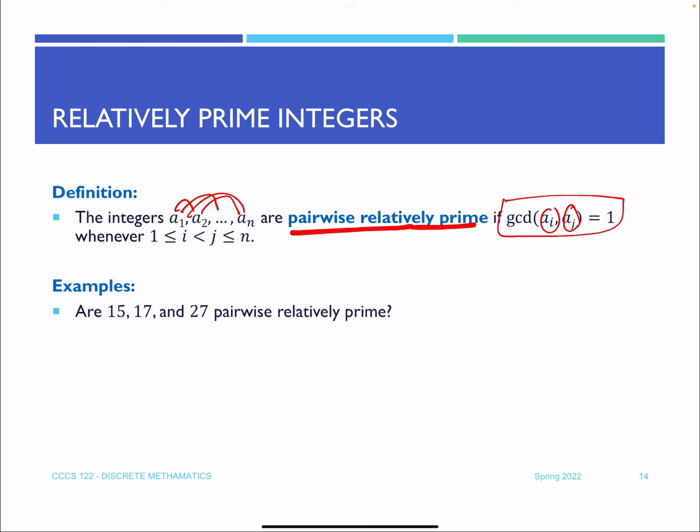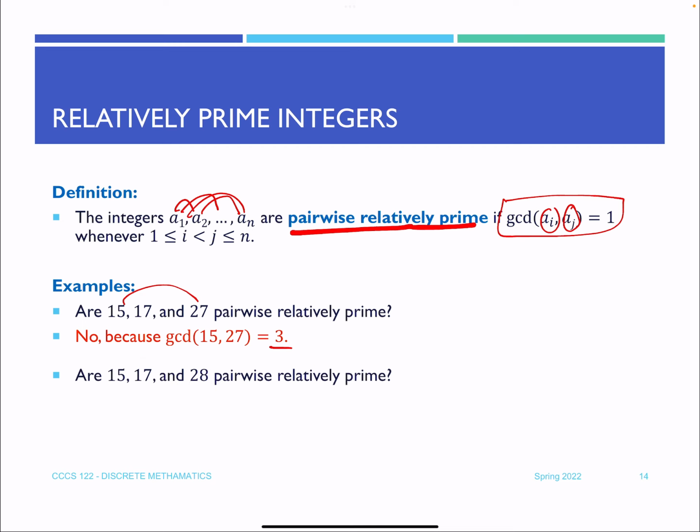And we don't have to make the set too big to check it out. So let's say we have this set of three numbers, 15, 17, and 27. Is this a pairwise relatively prime set of numbers? If I can find any pair out of these three that have a GCD that's larger than 1, the answer is no. And turns out that the GCD of 15 and 27 is 3. So this set of numbers is not relatively prime.